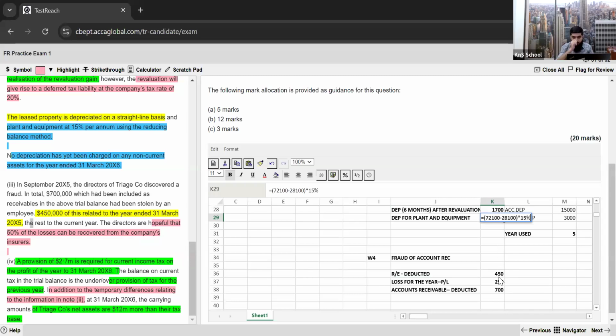This is the depreciation for the plant and equipment. Cost 72,100 minus accumulated depreciation that was given in the trial balance, 28,100, and then we have applied the percentage 15%.